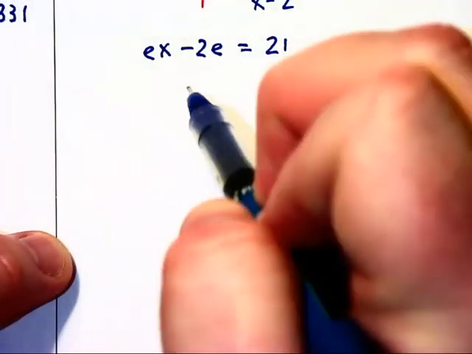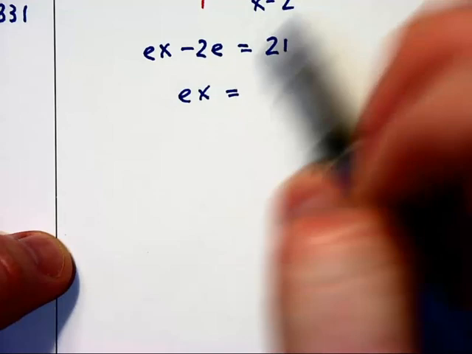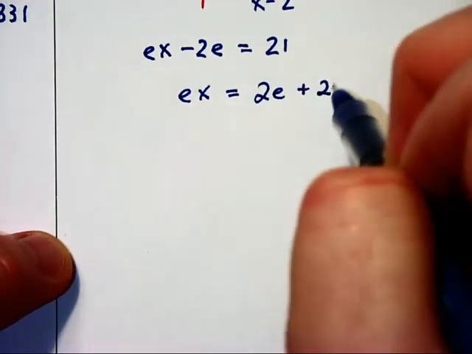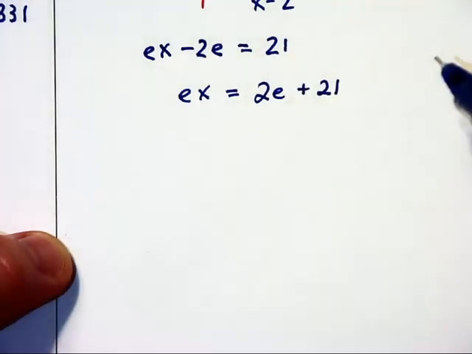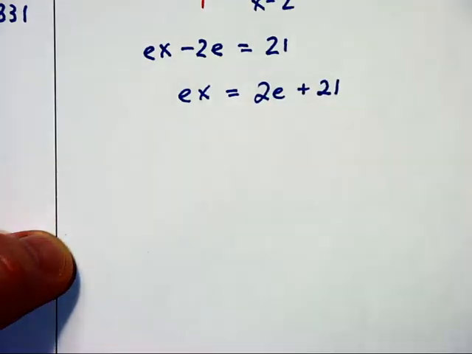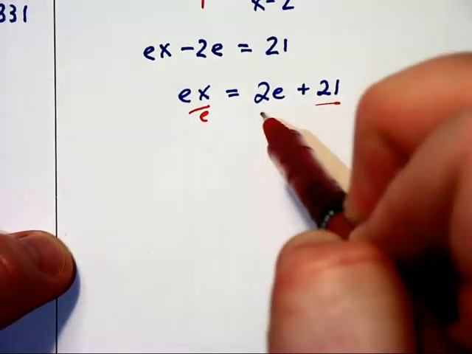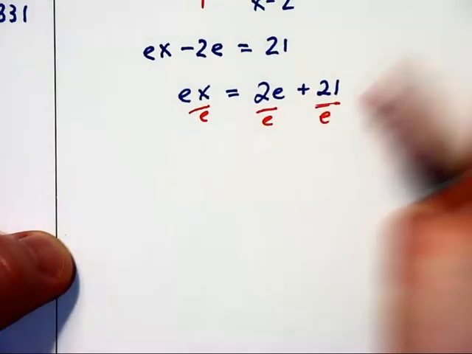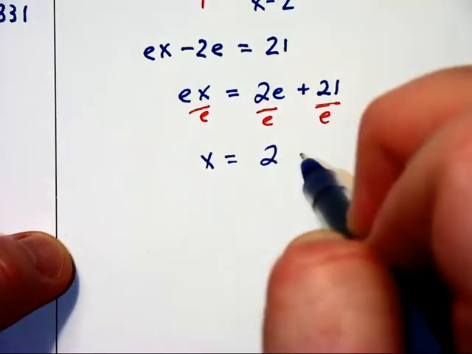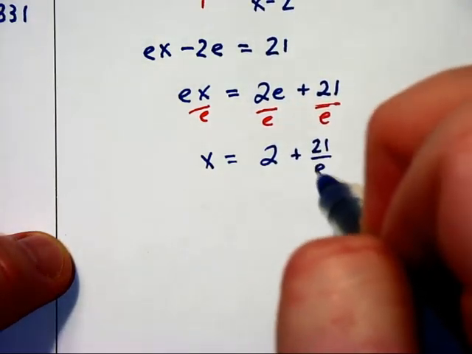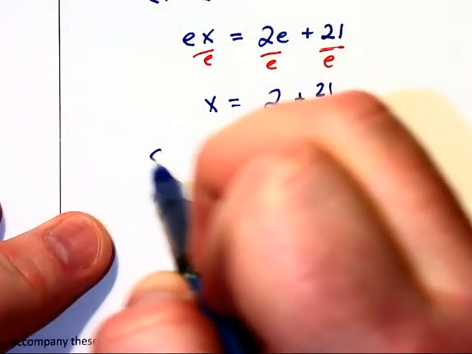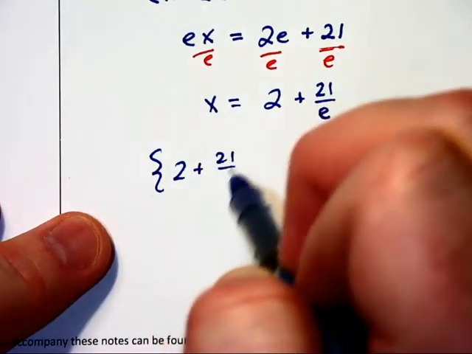So let's bring the 2e to the right, have ex is equal to, and I'm going to write this as 2e plus 21. And then we're going to divide through by e. Now there's a couple ways we can do this. We can either divide the whole side or just each term individually, which is what I'm going to do. And we're going to have x is equal to 2 plus 21 over e. That's kind of fun to say, isn't it? So now we've got a solution set of 2 plus 21 over e.